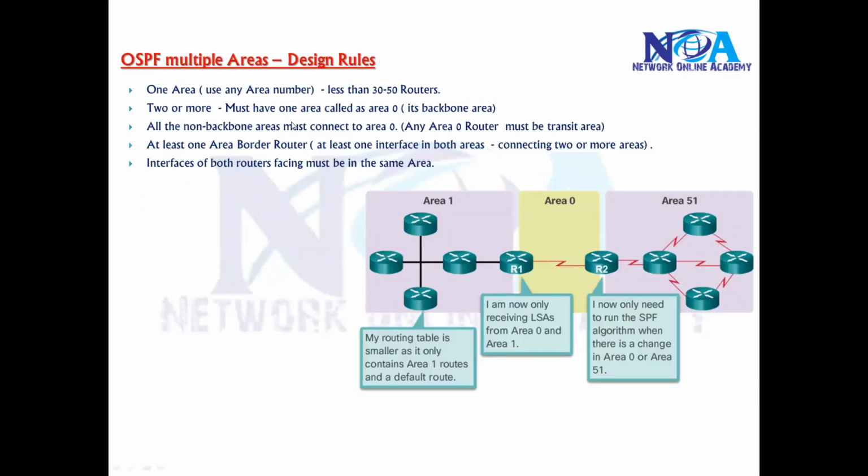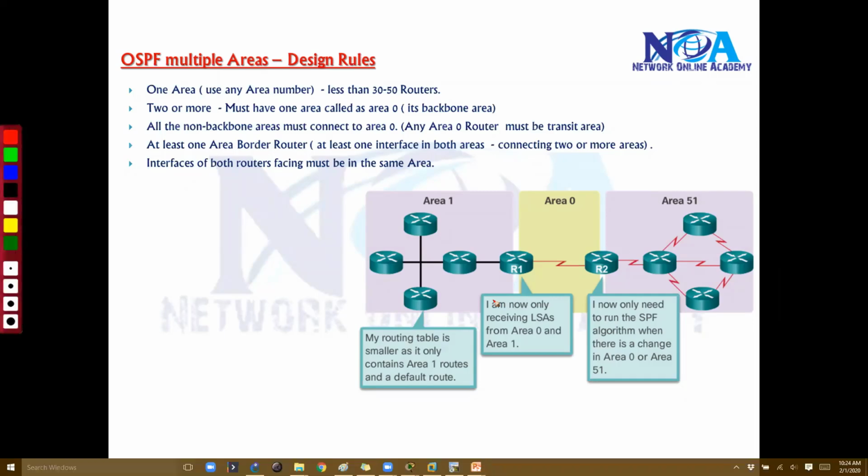And the next rule is that you need to have at least one border router. Now, generally the router which connects... here in this example you can see this router is called an area border router, because this router is a member of area 1. So one interface in area 1, and another interface in area 0.